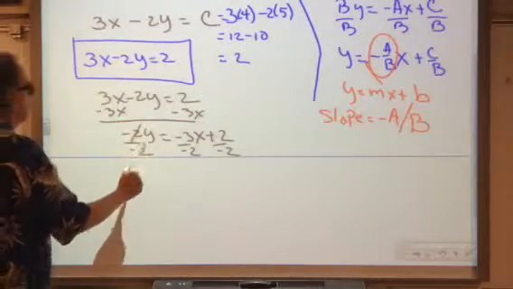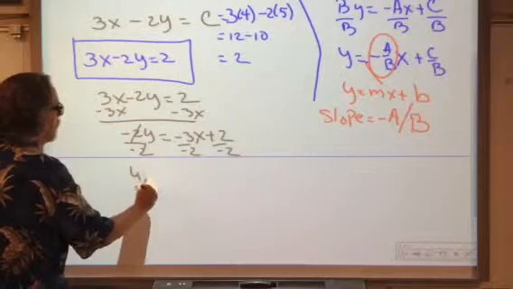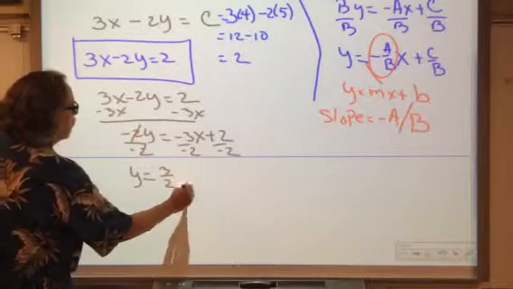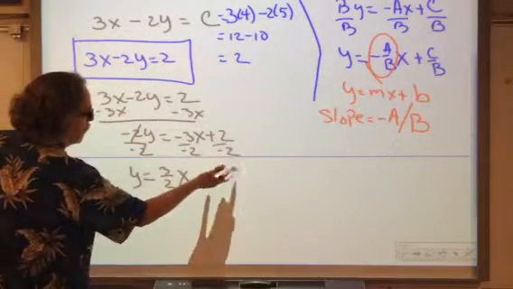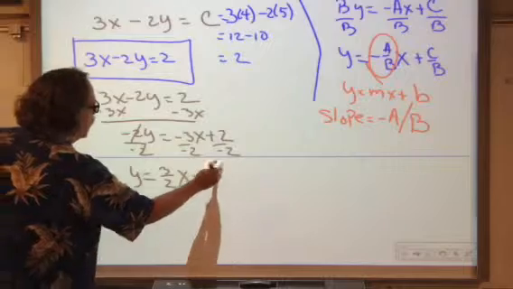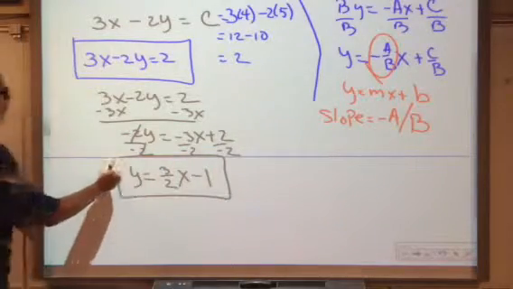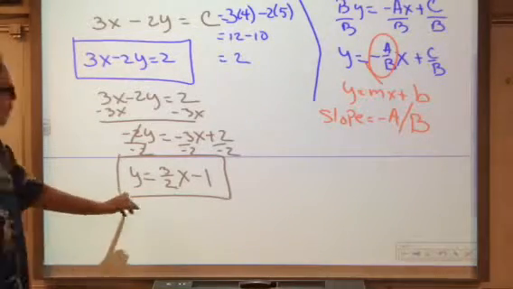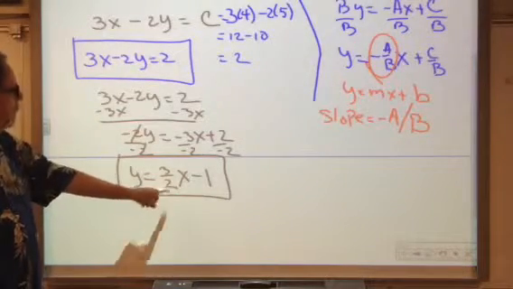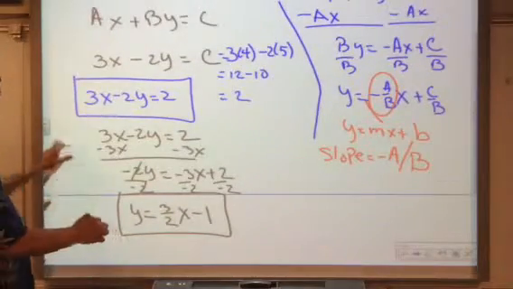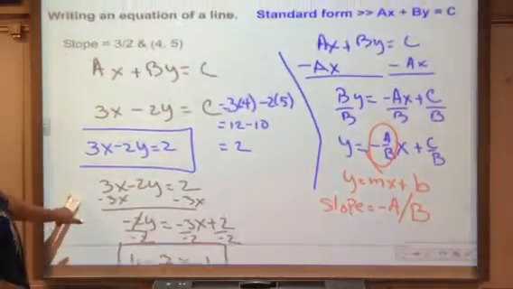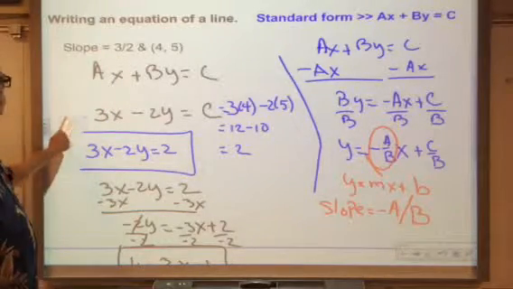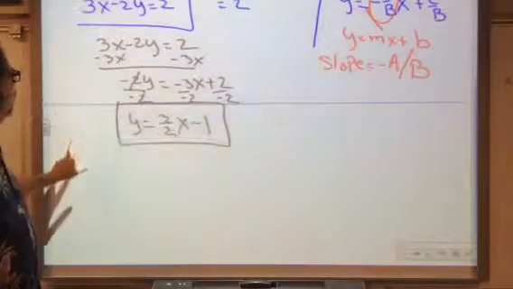Okay? And boom, that cancels out, and I've got y equals, now negative over negative is positive, so that's 3/2 x, and then positive over minus is going to be -1. And so then there is my equation in slope-intercept form. And we can see here y equals mx plus b. This is the slope, and sure enough, that is what we said it was in the very beginning, 3/2, okay? All right, so that's a real nice little way to do that.